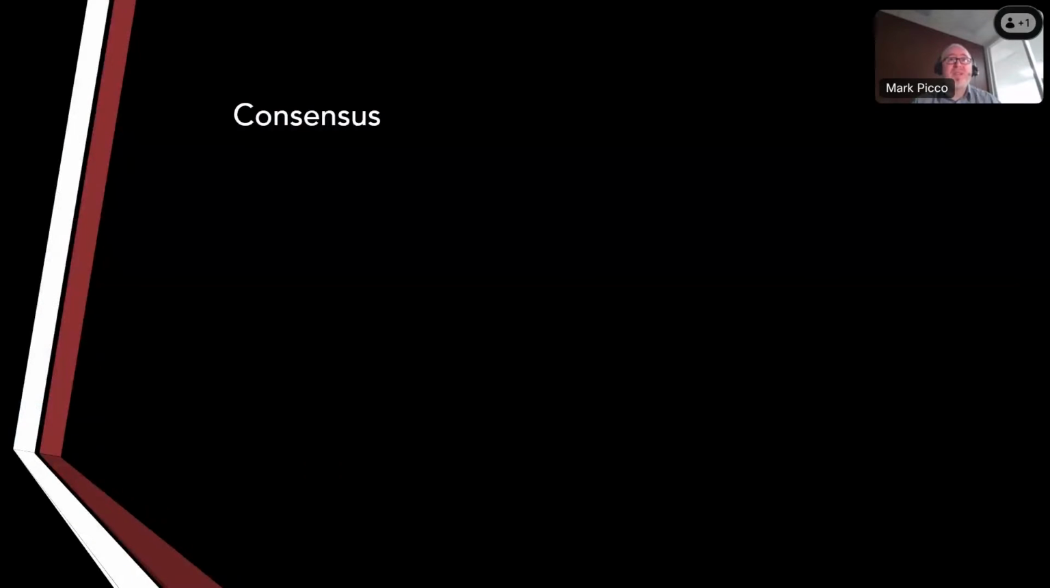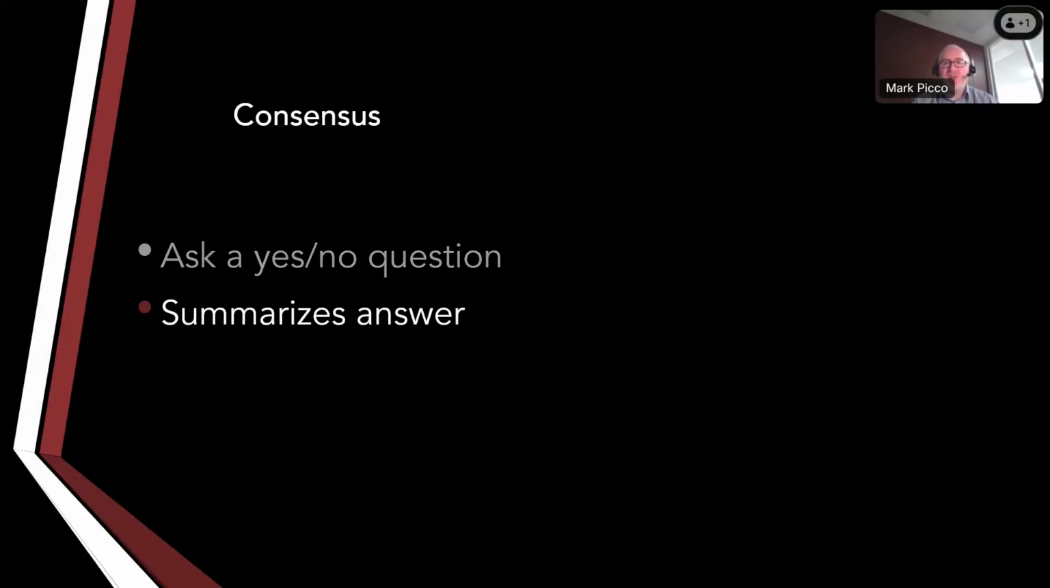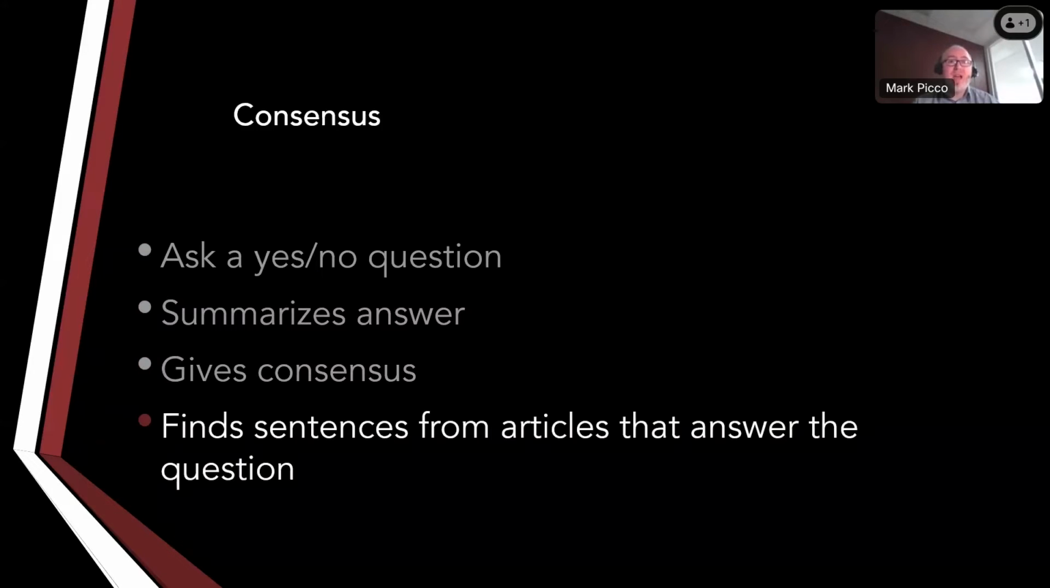Another similar tool is Consensus. The website for the last one, I think, is a .org. I think it's illicit.org. And this one here is consensus.app, I believe, .app. And this one here, you ask it a yes or no question, and it has to be a yes or no question. I think you can do it without it being that, but it works a lot better if it's a yes or no question. And what it'll do is it'll summarize the answer, and it will give you a consensus graph saying what people have thought if they say yes or no to this question. And it even finds sentences from the article that answer the question.